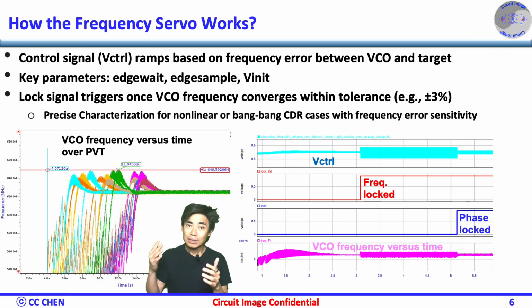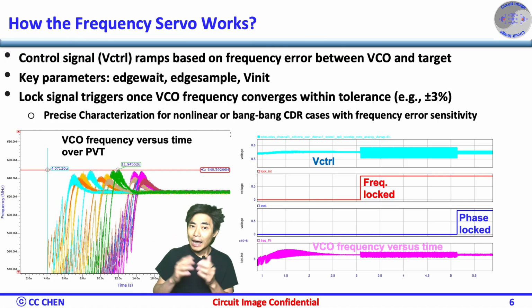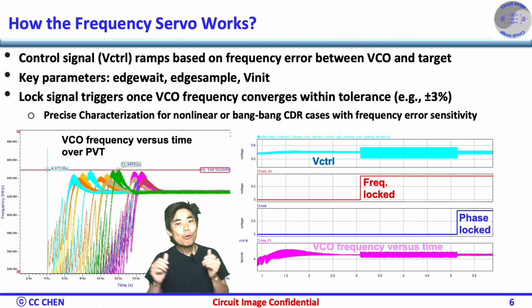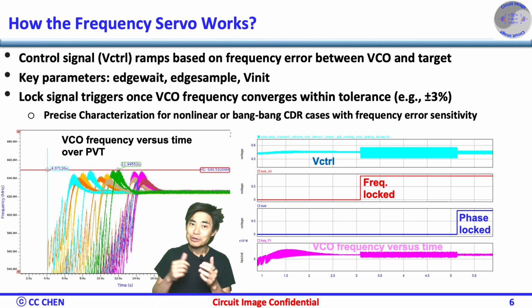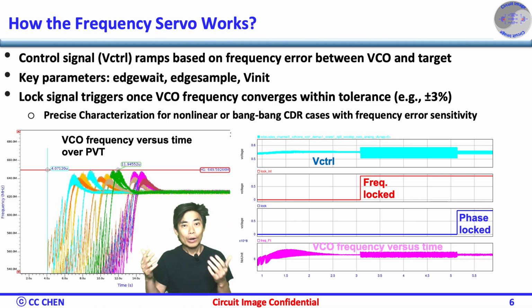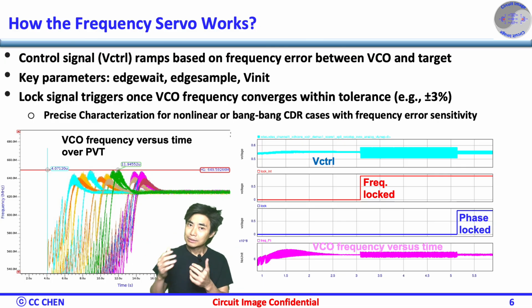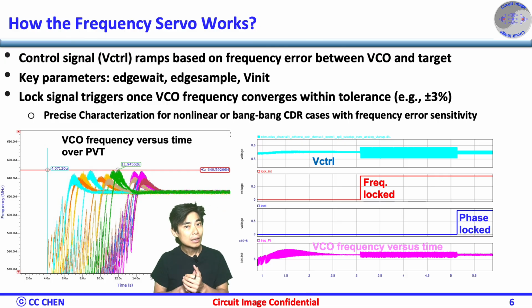It's edge counting based, not phase based. Key settings include edge weight, edge sample, and Vinit. This defines how we sample, how many edges we check, and where we start. Once the frequency is within a tolerance, say plus or minus 3% or 1%, we trigger a lock signal.